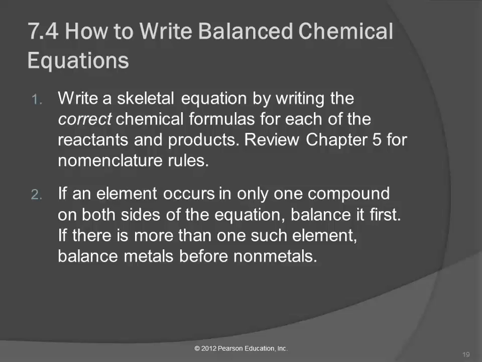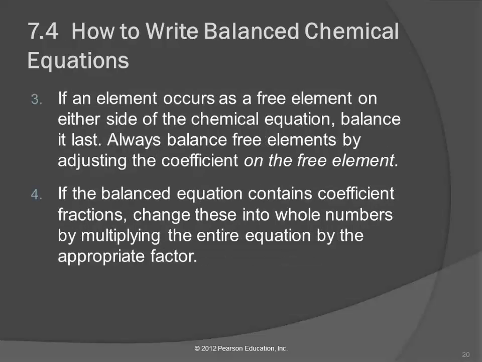So start with something that is only in one thing on each side. If there's oxygen in all of the compounds, don't start with the oxygen. Start with something else. Metals are often a good place to start. But if you start somewhere and you realize, okay, this is ugly, this isn't working, just start over with something else. It's called balancing by inspection. It's kind of a trial and error method.